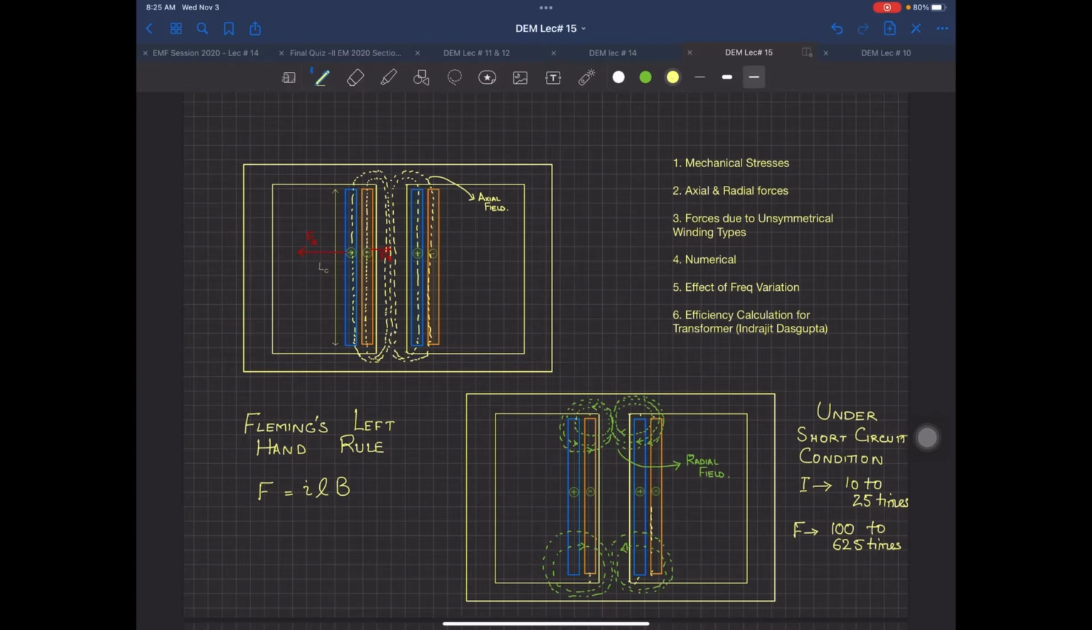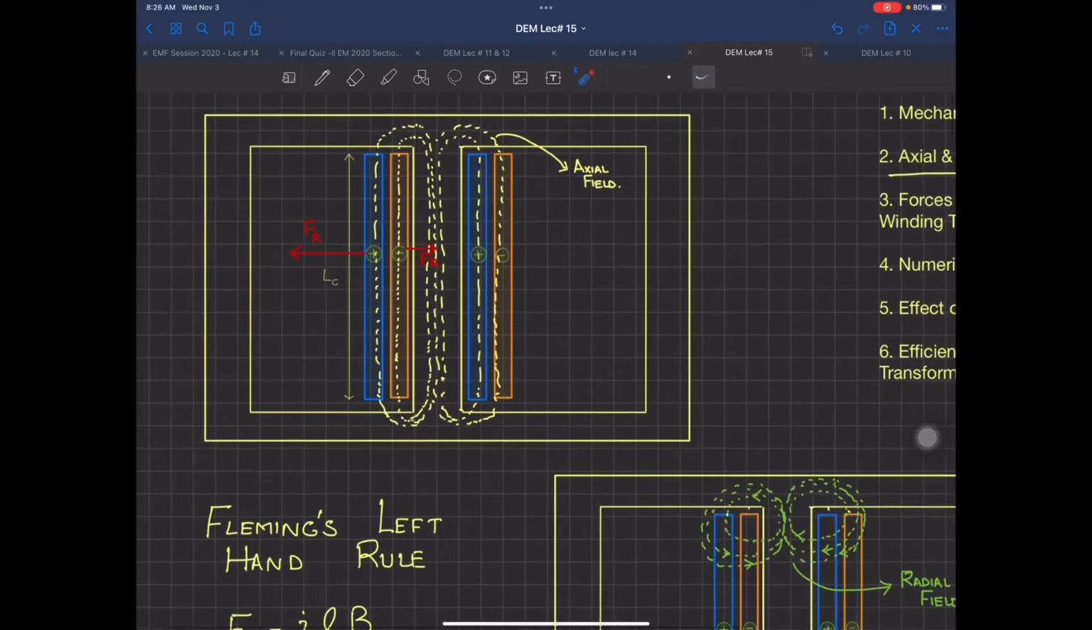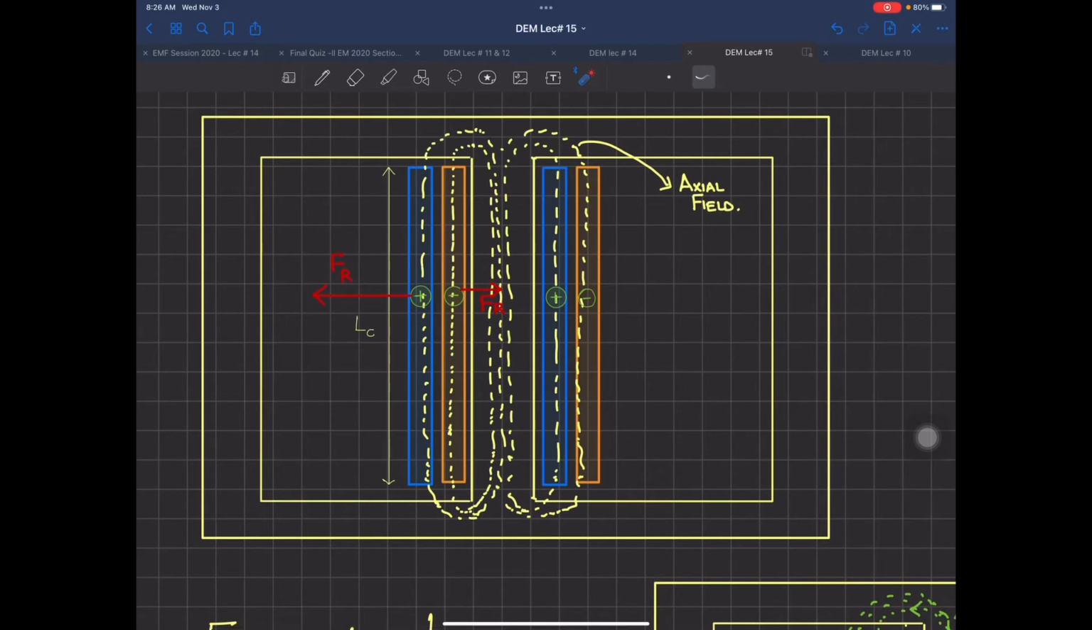Now, when I'm talking about mechanical stresses, there are 2 or 3 different types. The first one, which is more important, are the axial and the radial forces. The 2 terms have to be defined first: what do axial and radial mean here. I have drawn the 3-phase core-type transformer, and the central limb, as you can see very carefully.